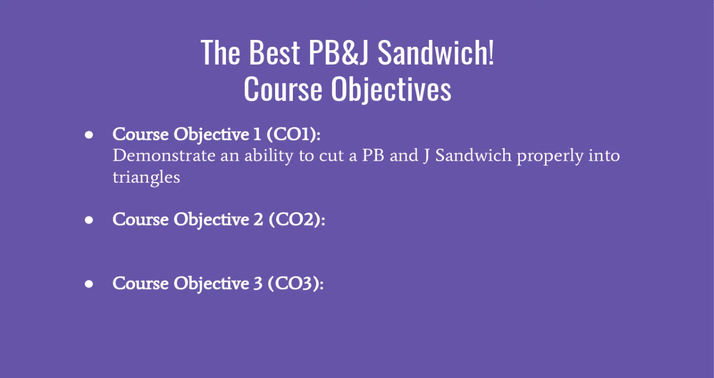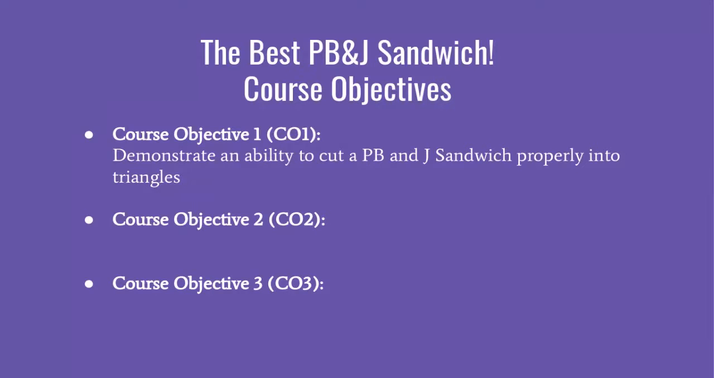So the first one says, demonstrate an ability to cut a PB&J sandwich properly into triangles. Because if you're going to make the best peanut butter and jelly sandwich possible, it has to be cut in triangles. So we're going to teach students in this course, and we feel like if they're not cutting them in triangles, then the student does not know how to make a proper peanut butter and jelly sandwich. So that's a very important course objective.